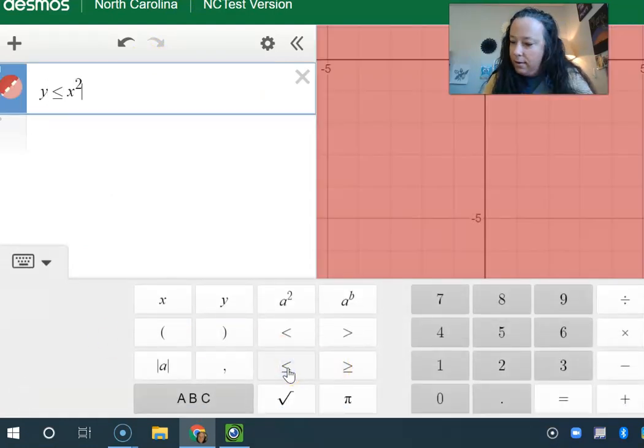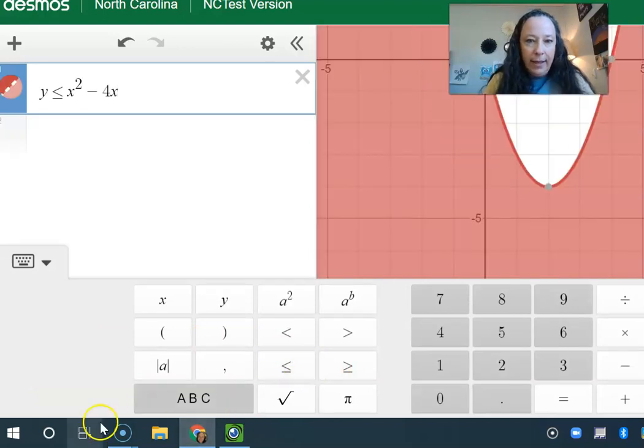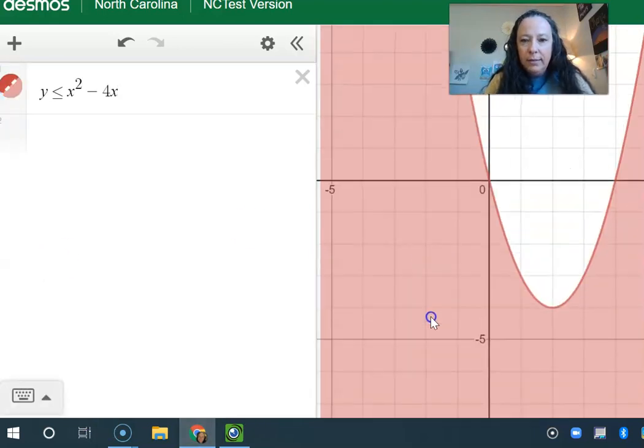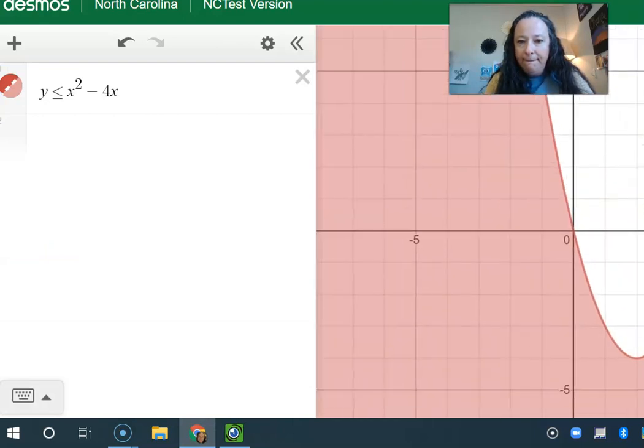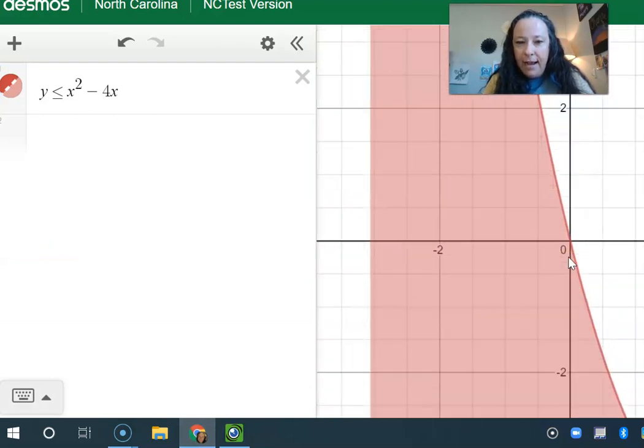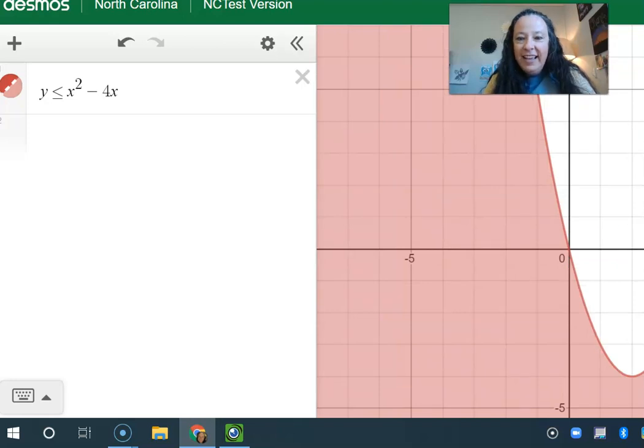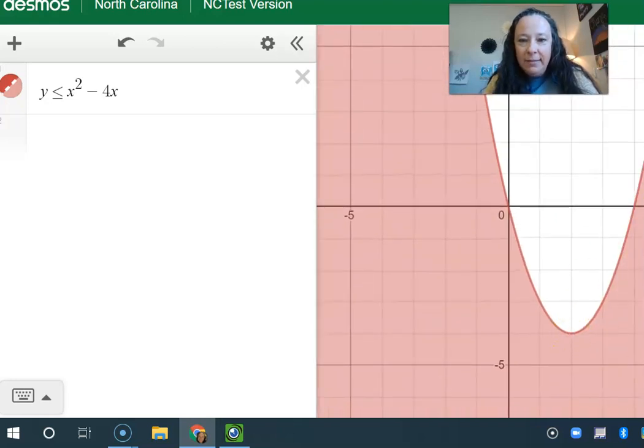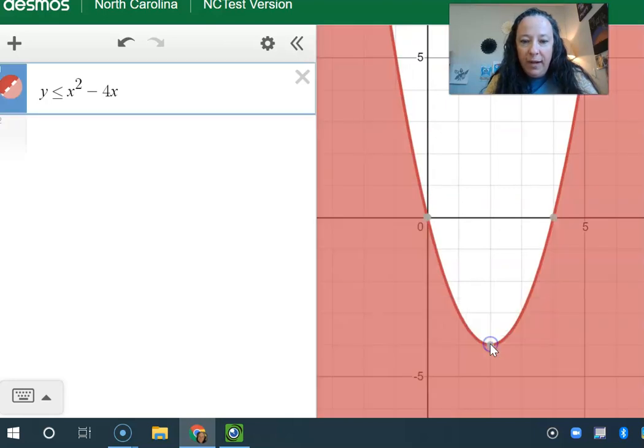So y less than or equal to x squared minus 4x. Okay, so here it is. And honestly, I was not that careful. I should have been more careful. So I have (2, -4), and then I had the point (1, -3) right there, and the point (3, -3) right there. And it does hit actually at 0 and 4. So I need to go back and make sure I have that right.